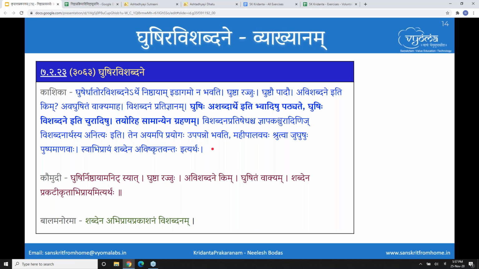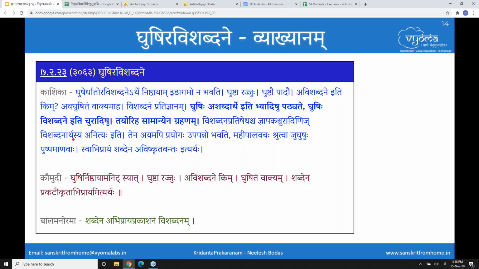So he gives some example from the literature where the 10th gana ghusha dhatu is being used without the णिच् pratyaya. Mahipalavacha shrutva jughushu pushyamanavaha. So here the jughushu form is used. This is the form for the 10th gana dhatu. It is used without the णिच् pratyaya. He's quoting a particular sentence from some literature. I don't know what this literature is.